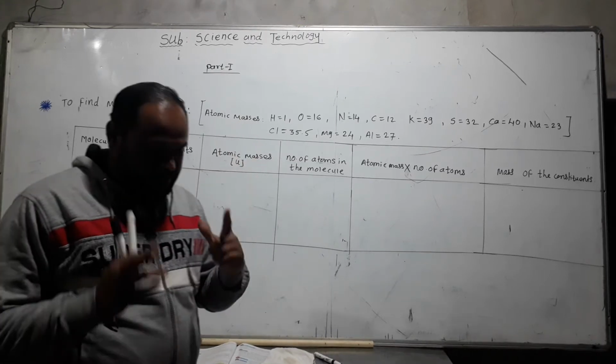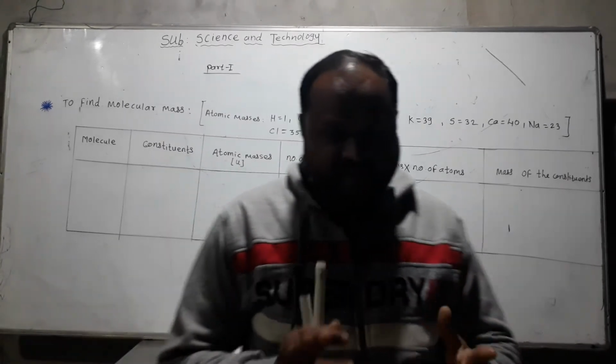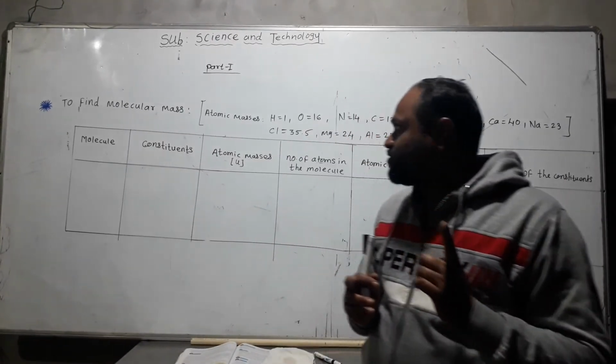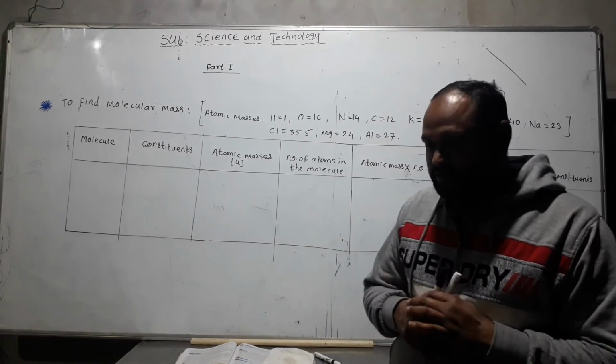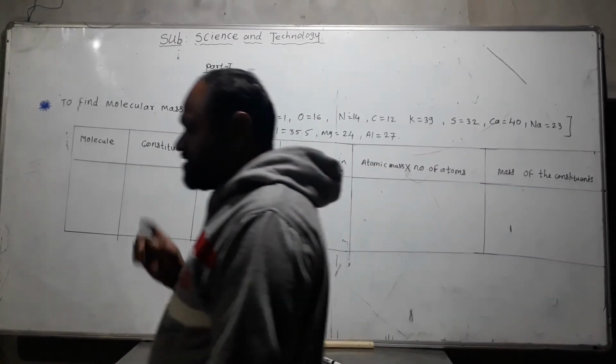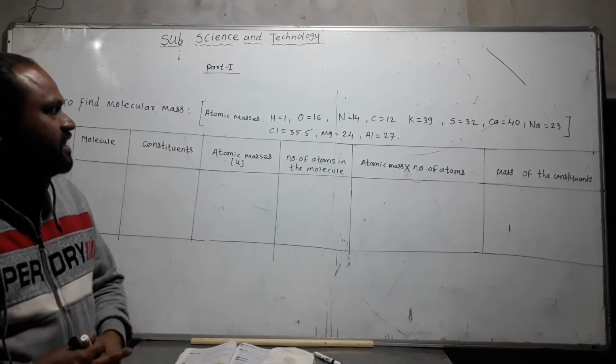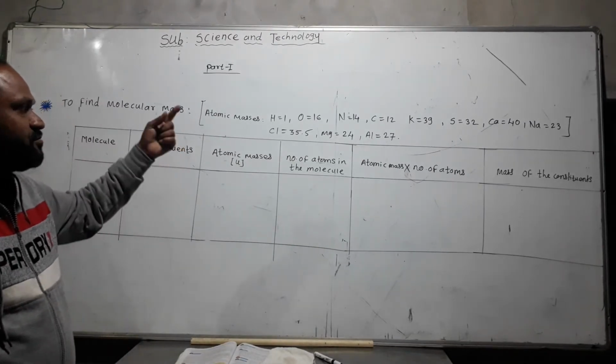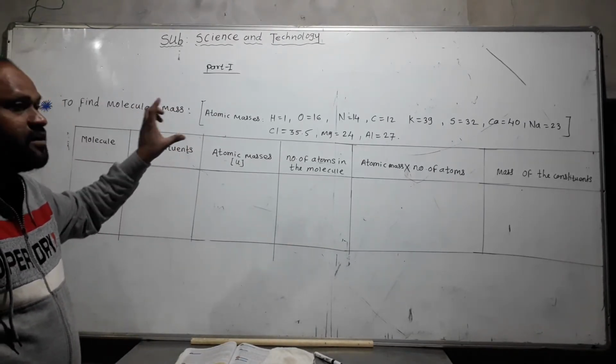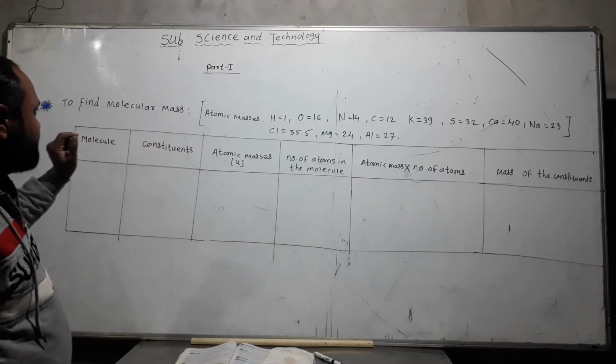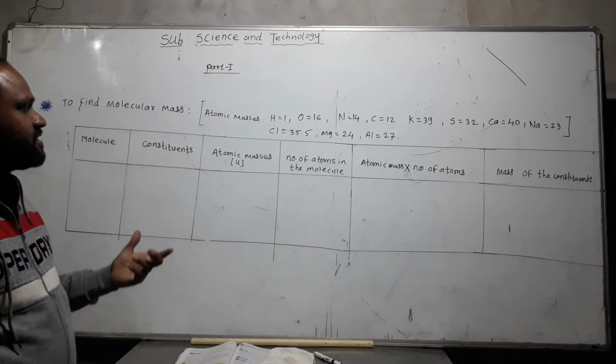Questions of this type come in examinations to find molecular masses, and we have to learn how to solve them. This question is solved with the help of some atomic masses. The atomic masses are given in the question paper also, so at that time we have to find the molecular masses.